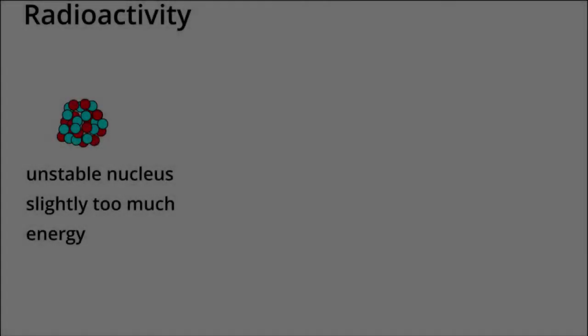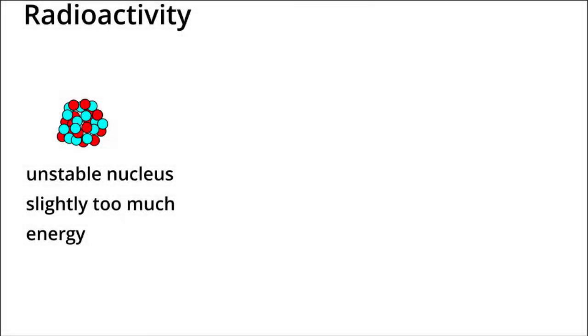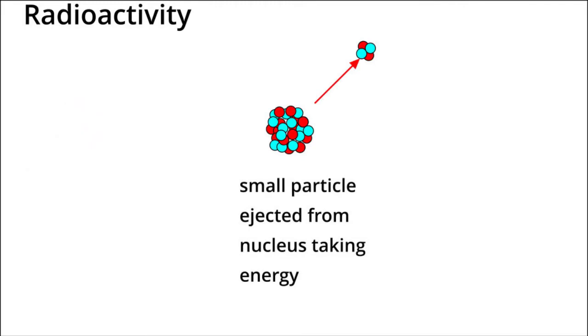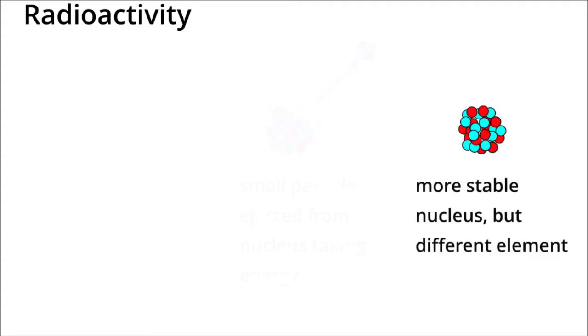Firstly, I need to remind you about radioactivity. Radioactive elements have nuclei that are unstable. Small bits are shot out of the nucleus to help it become more stable. When this happens, the identity of the radioactive atom changes and it becomes a different element.